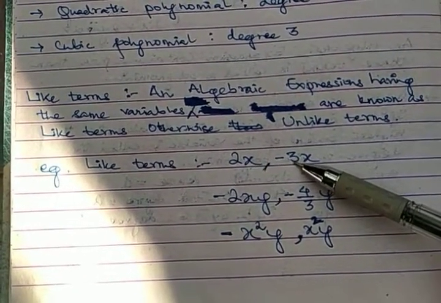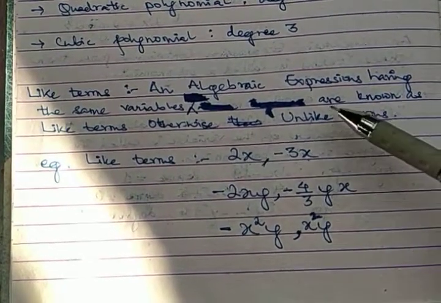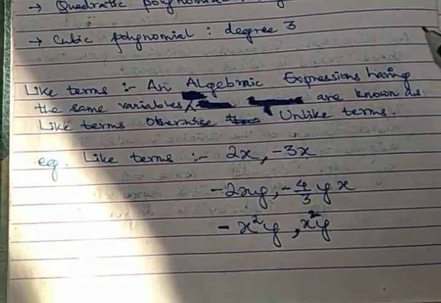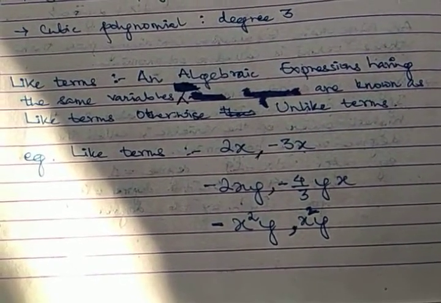So the coefficients don't matter. Remember, the coefficients don't matter, and the sign of the coefficient doesn't matter either. It's just that the variables have to be the same, as well as the powers of the variables.